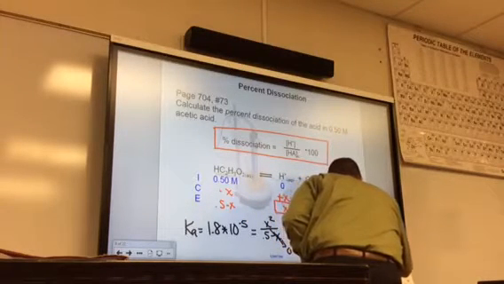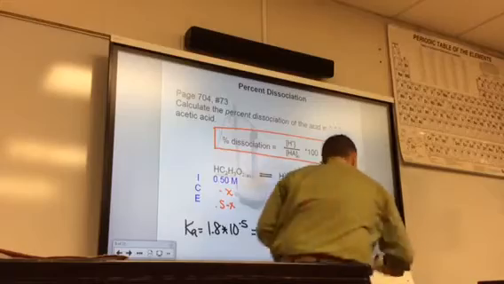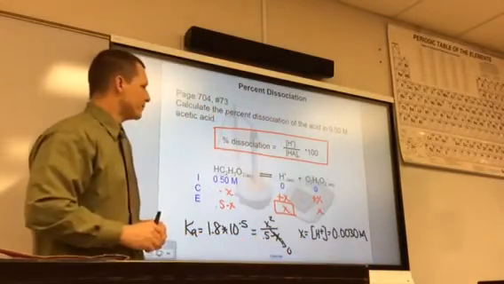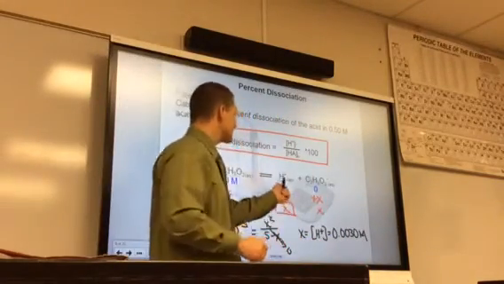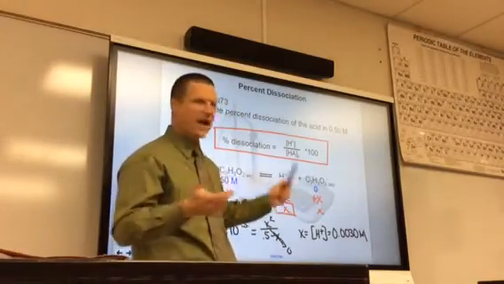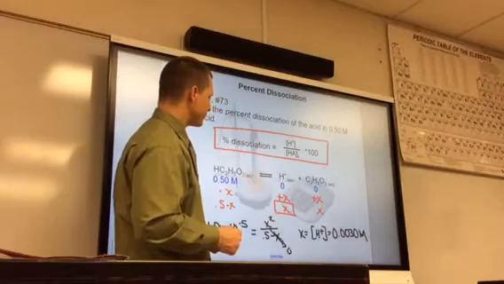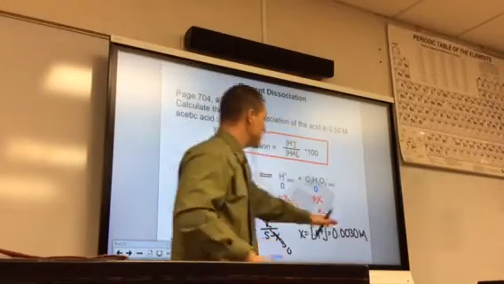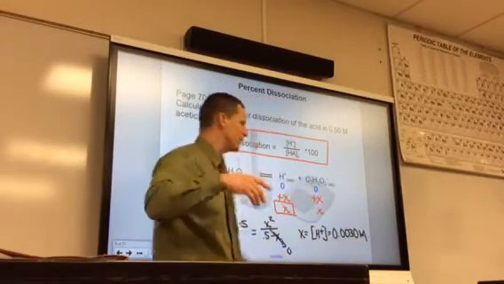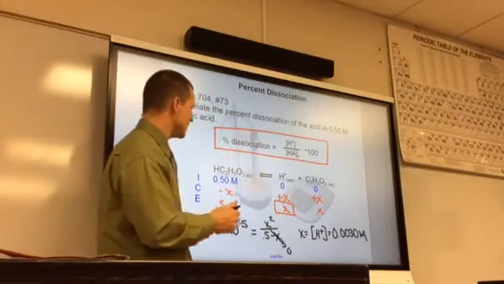0.0030? Yes, thank you. And remember what x is. X is the concentration of hydrogen ion at equilibrium, and we get 0.0030. Now, if it asks for the pH, we just take that value and find the negative log of it. But it's not. It's asking us for the percent dissociation.